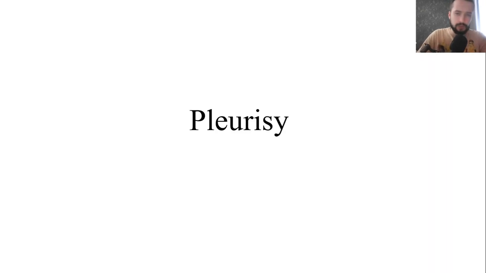Good morning, guys. Today we are talking about pleurisy. Pleurisy is very easy. It is inflammation of the pleural layers, where we have the effusions.